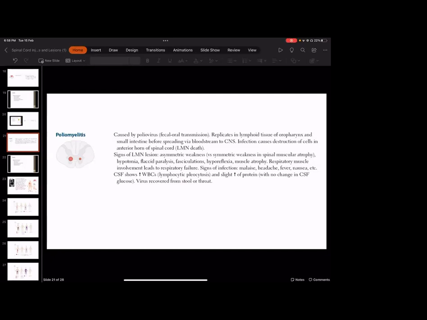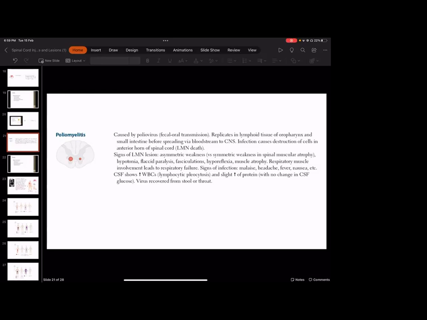Again, flaccid paralysis, hypotonia, fasciculations, hyporeflexia, muscle atrophy, and whatnot. Any type of lesion in the motor neurons will cause weakness in general, so you have weakness in both. Remember that also. It also presents with signs of infection. That's something different, so you don't have that in the other problems. You don't have the signs of infection in anything else except this.